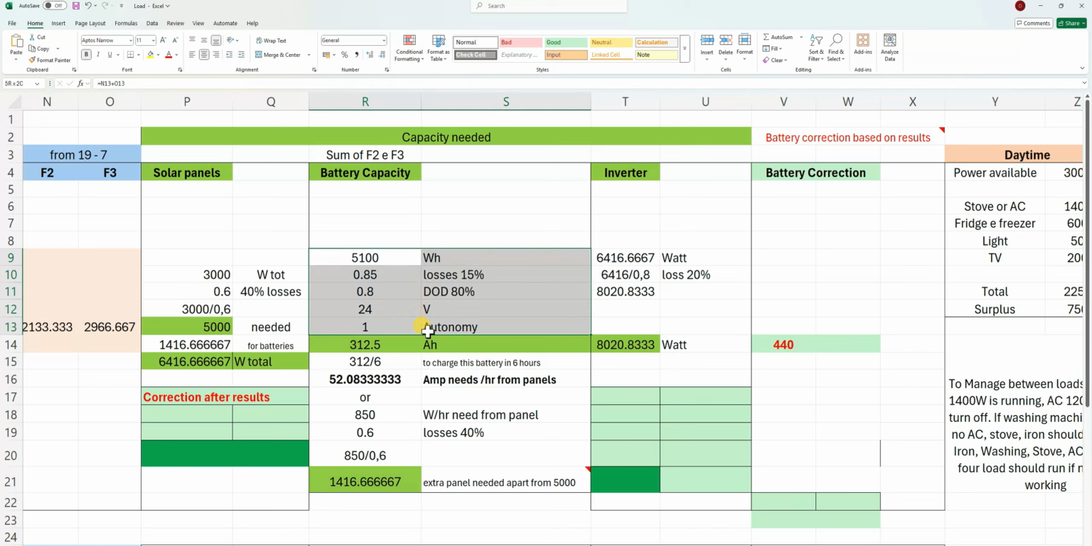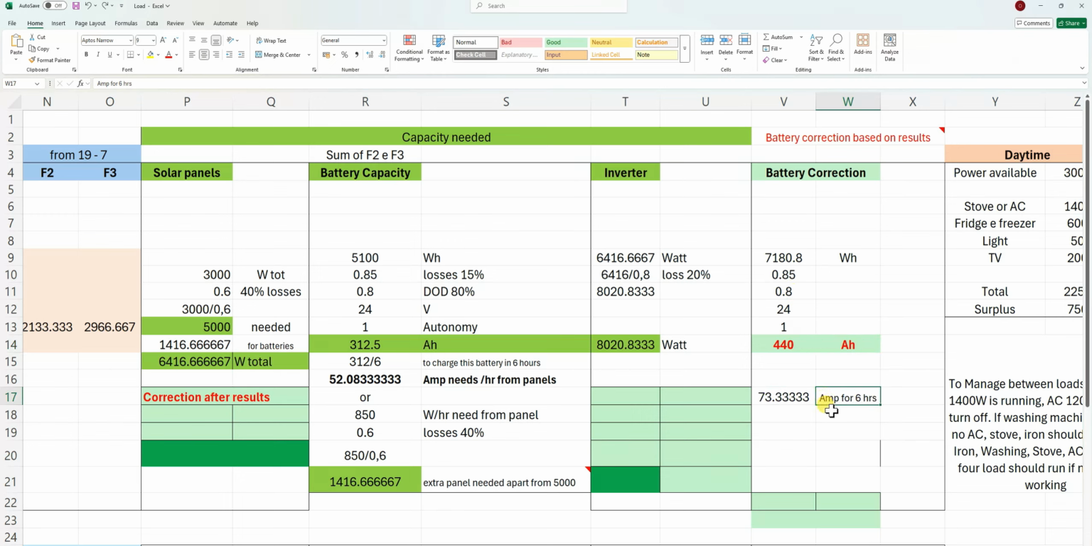So, 1 day of autonomy, 24 volts, 0.8, same factors, and I will be getting 7000 watt hours. Here I divide, here I multiply to get this value. For 6 hours I have divided this value. I will be needing 74 ampere per hour to charge this battery for 6 hours continuously. Or to use this value, I divide this by 6 to get 1200 watt per panel.